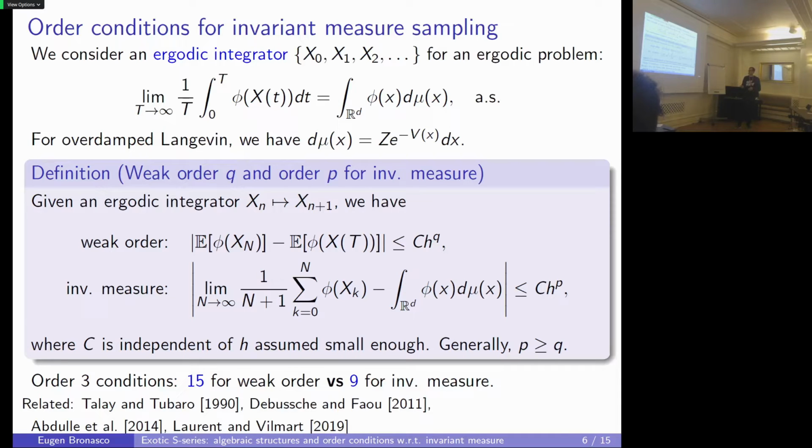So here we have the average of the trajectory of the integrator. And a nice property is the following. The order with respect to invariant measure is higher than or equal to the weak order. This is discussed by Talay and Tubaro in their paper. But if we are only interested in the invariant measure, then we have a bit more freedom. For example, if we consider stochastic Runge-Kutta methods of order 3, then there are 15 weak order conditions and only 9 order conditions with respect to invariant measure.